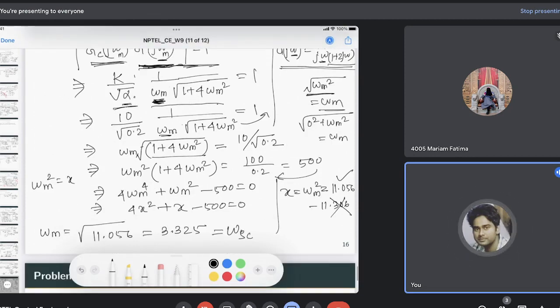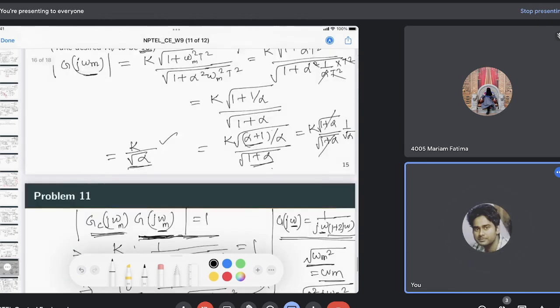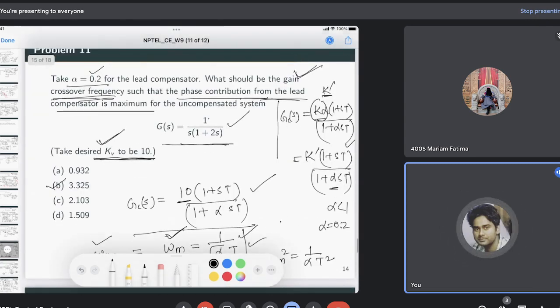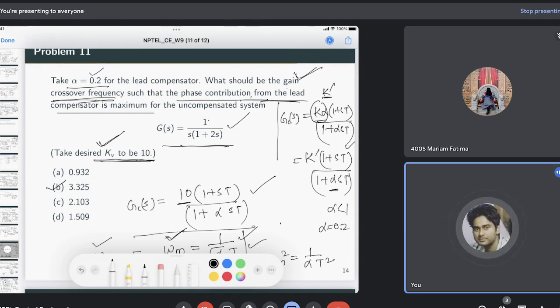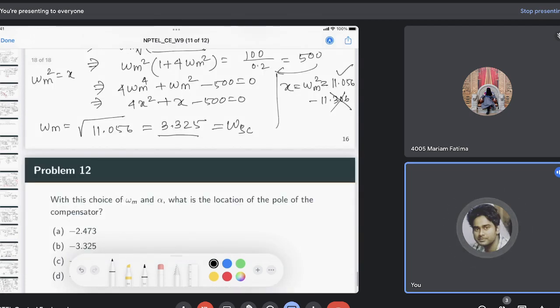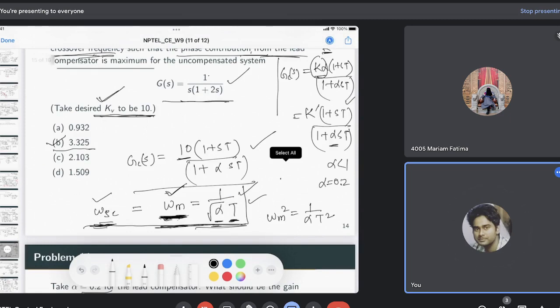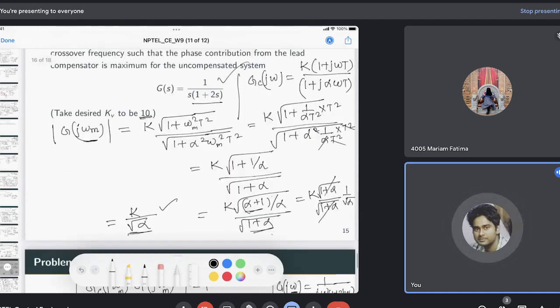Okay, we just calculated this, so these are all simple calculation steps. We find this omega m to be this, so this is the frequency at which the lead compensator will give the maximum phase angle contribution. And we want this frequency to be exactly the same as the gain crossover frequency, so we take this omega m to be the omega gc, and that gives this solution. Okay, this one.